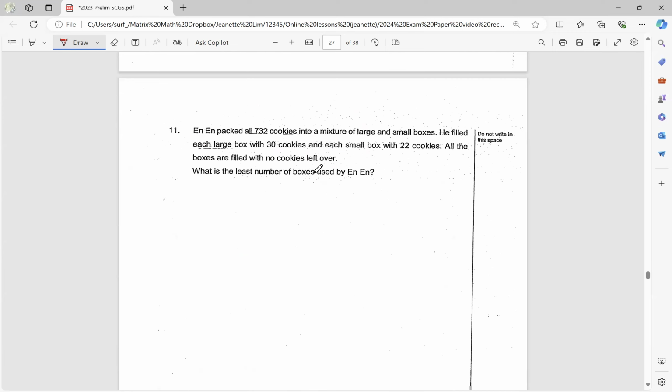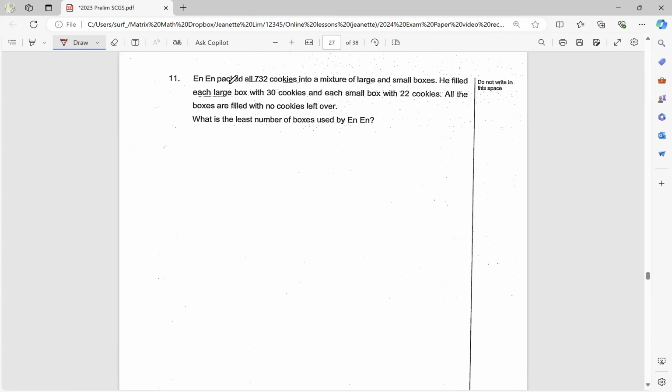Okay, question 11. An packed all 732 cookies in a mixture of large and small boxes. He filled each large box with 30 cookies and each small box with 22 cookies. All the boxes are filled with no cookies left over. So what is the least number of boxes used by An?